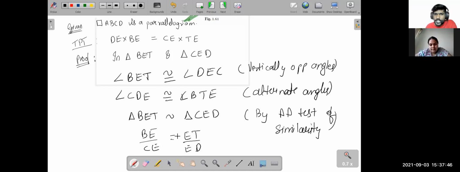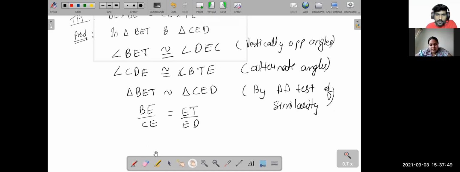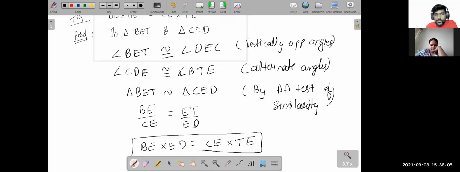Okay, third one is not needed. With these two only our work will get done. You do cross multiplication, BE into ED equal to CE into TE or ET. And that's it. This we had to prove. Hence, proved. I will write this and then I have to go for 2 minutes.